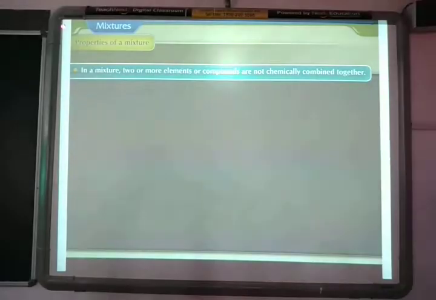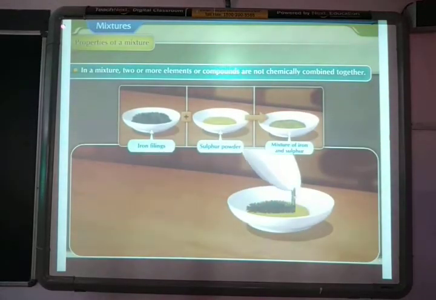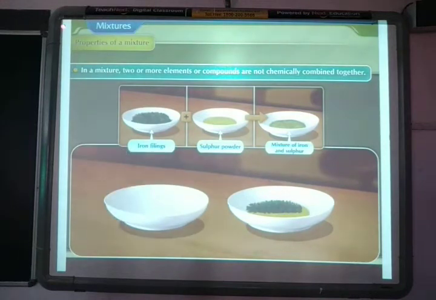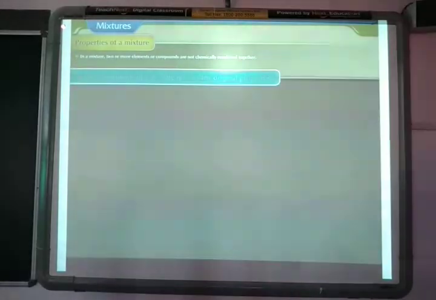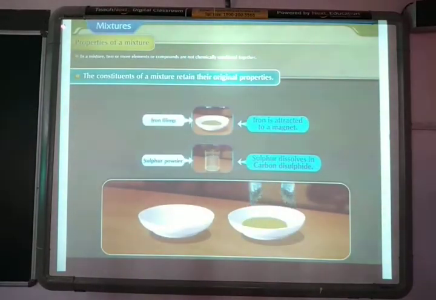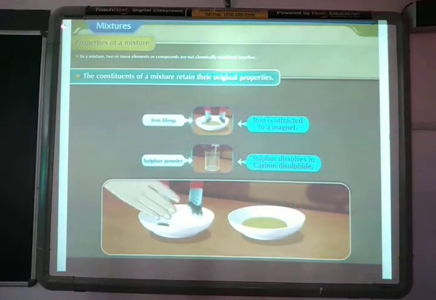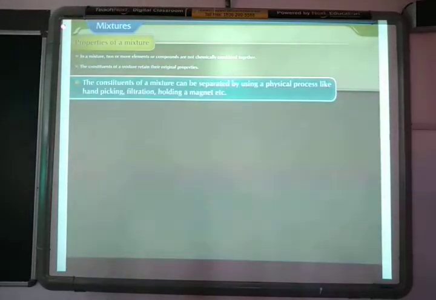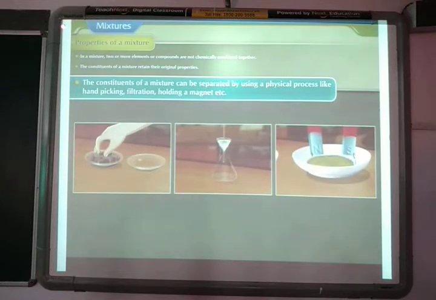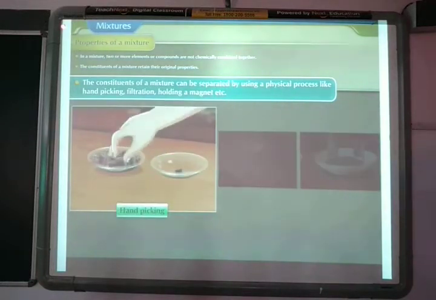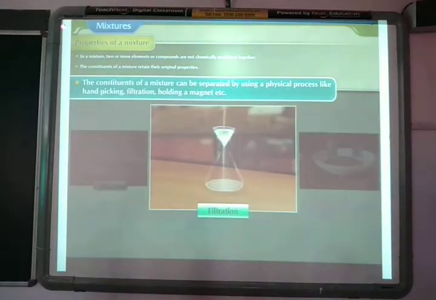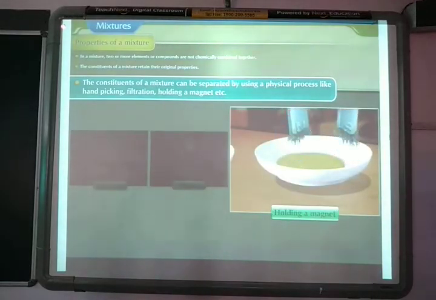Now, we can summarize the properties of a mixture. In a mixture, two or more elements or compounds are not chemically combined together. The constituents of a mixture retain their original properties. The constituents of a mixture can be separated by using a physical process like hand picking, filtration, holding a magnet, etc.